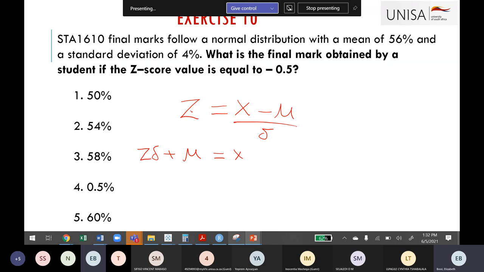And the answer, you just need to multiply by 100. When you're done, just multiply by 100 to get it to a percentage. Multiply by 100, and that will give you the answer you are looking for.